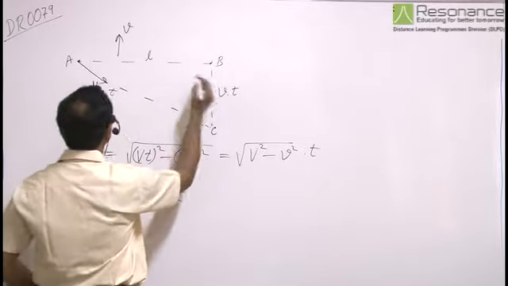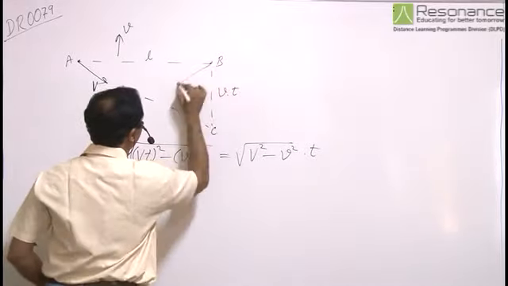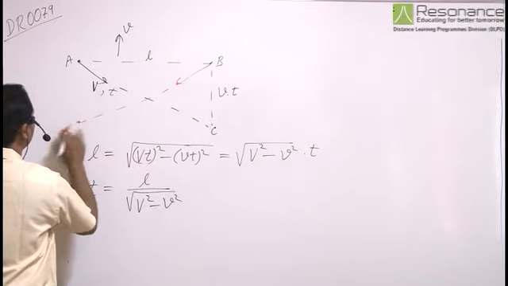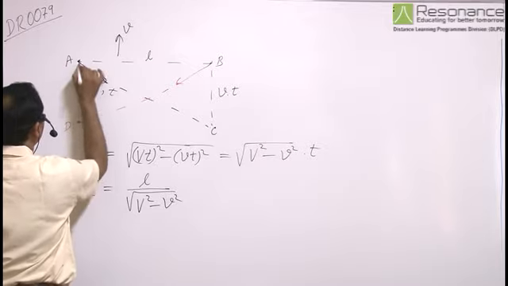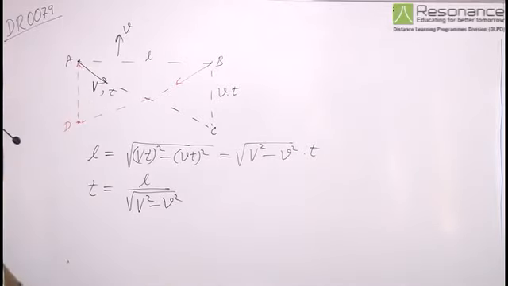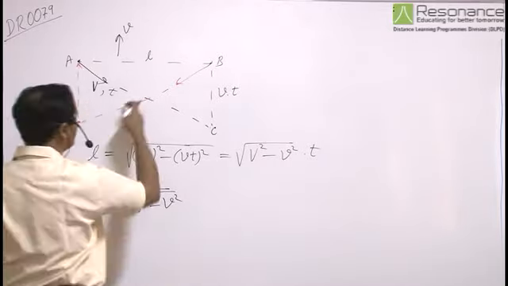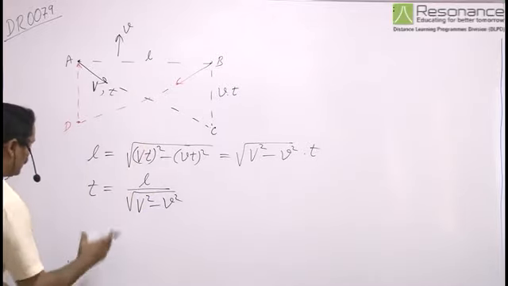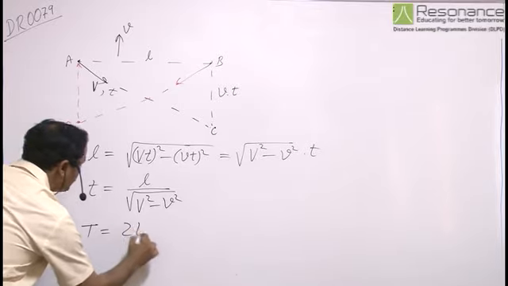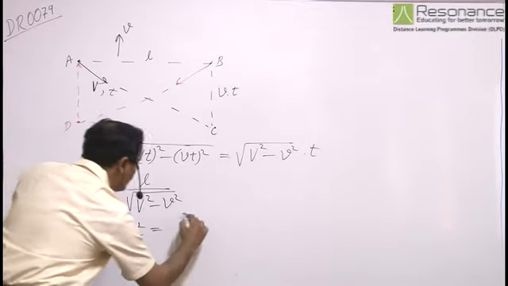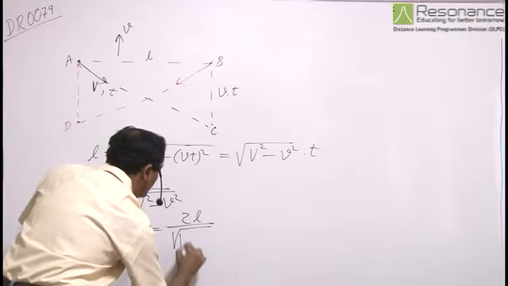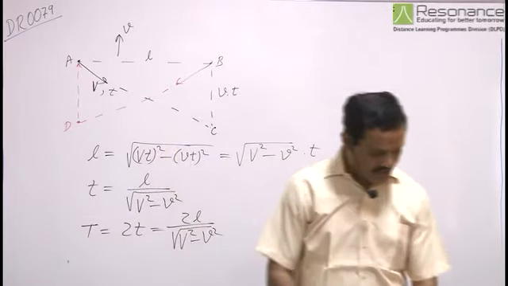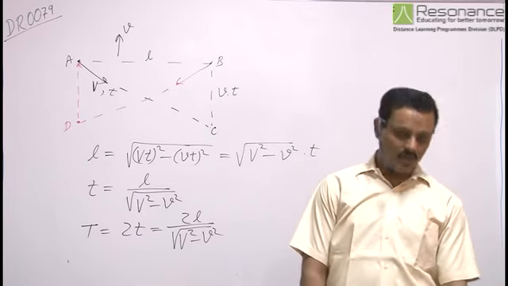Similarly, to return from B to A, it has to again direct to a point D and wind will make it drift to point A, and again in this situation also the time taken is the same. So for round trip total time taken is 2t and that is equal to 2L by under root V square minus v square. So the correct answer is option A.